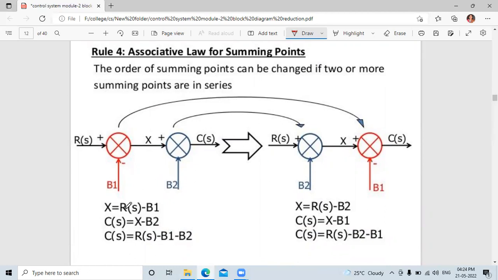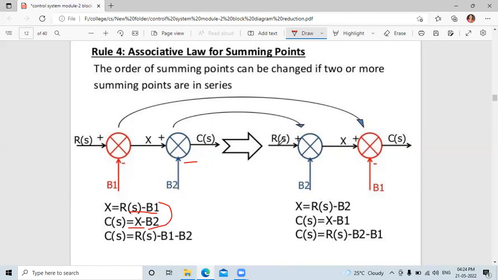So X equals R of S minus B1. C of S equals what you will get? X minus B2. So C of S equals R of S minus B1 minus B2, because X value is this one. This they have substituted here. So R of S minus B1 minus B2. Whether we can change it.